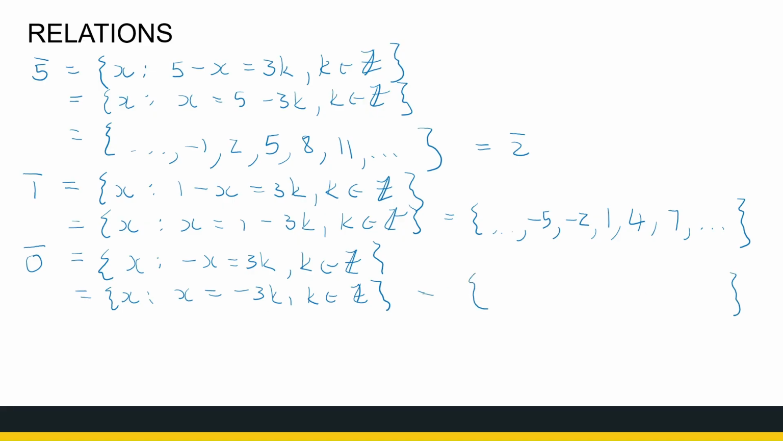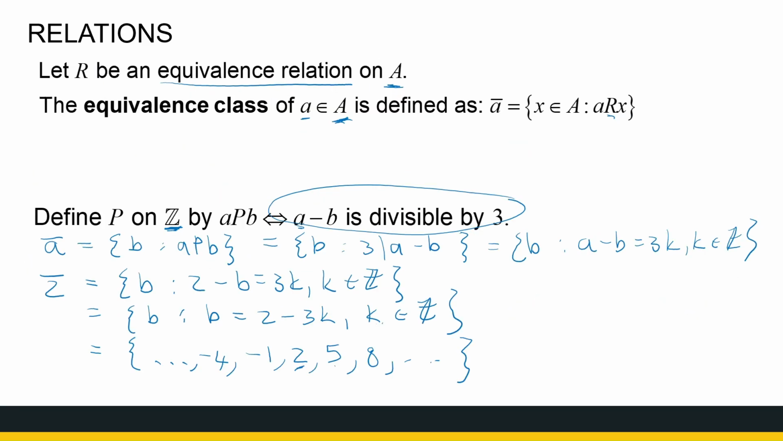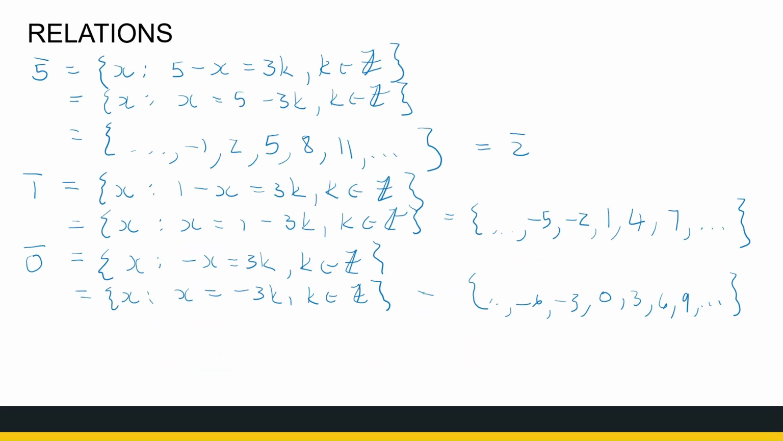Well, I can start in the middle. If K is 0, I'm going to have 0. If K is 1, I'm going to have minus 3, then minus 6. If K is minus 1, I'm going to have 3. If K is minus 2, I'm going to have 6, 9, and so on. So it keeps getting bigger and smaller. It changes by 3. Now the 3 is significant because our original equivalence relation looked at divisibility by 3. But now we've seen the equivalence class of 2, of 1, of 0. They're not all the same. So it keeps jumping.